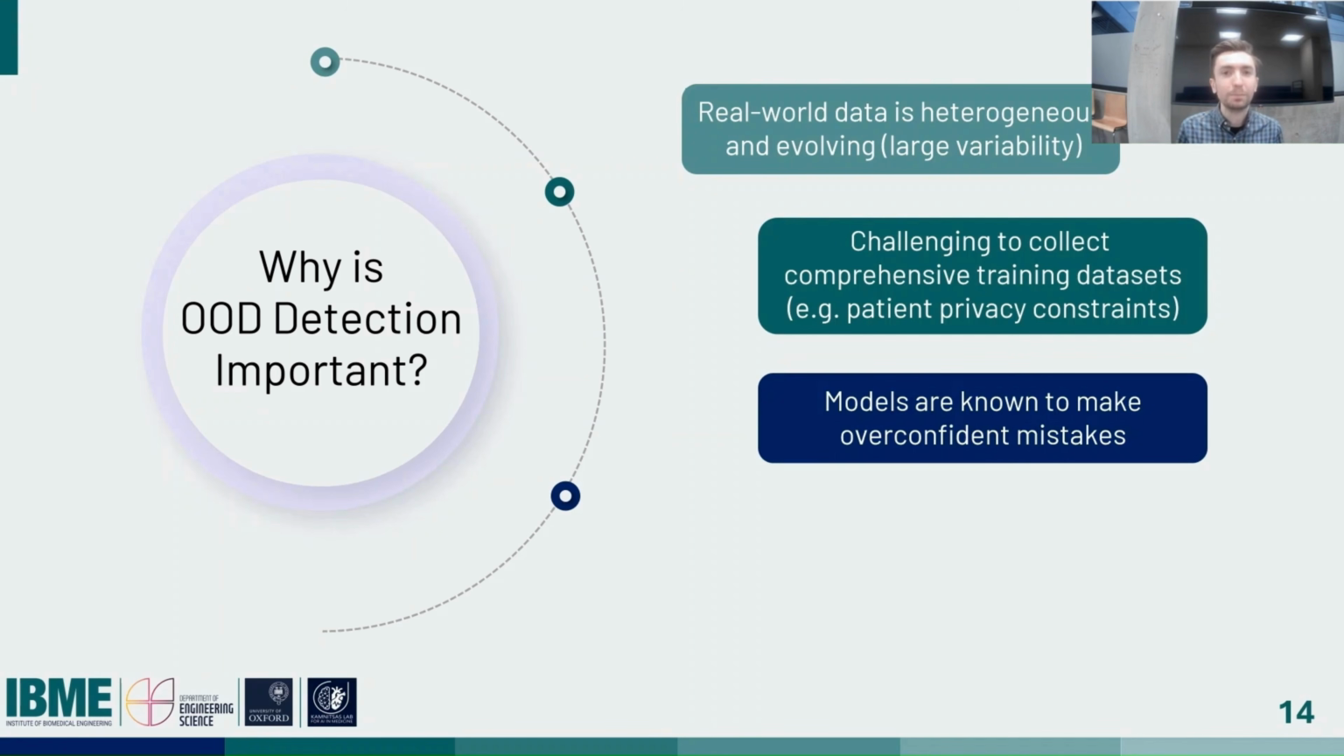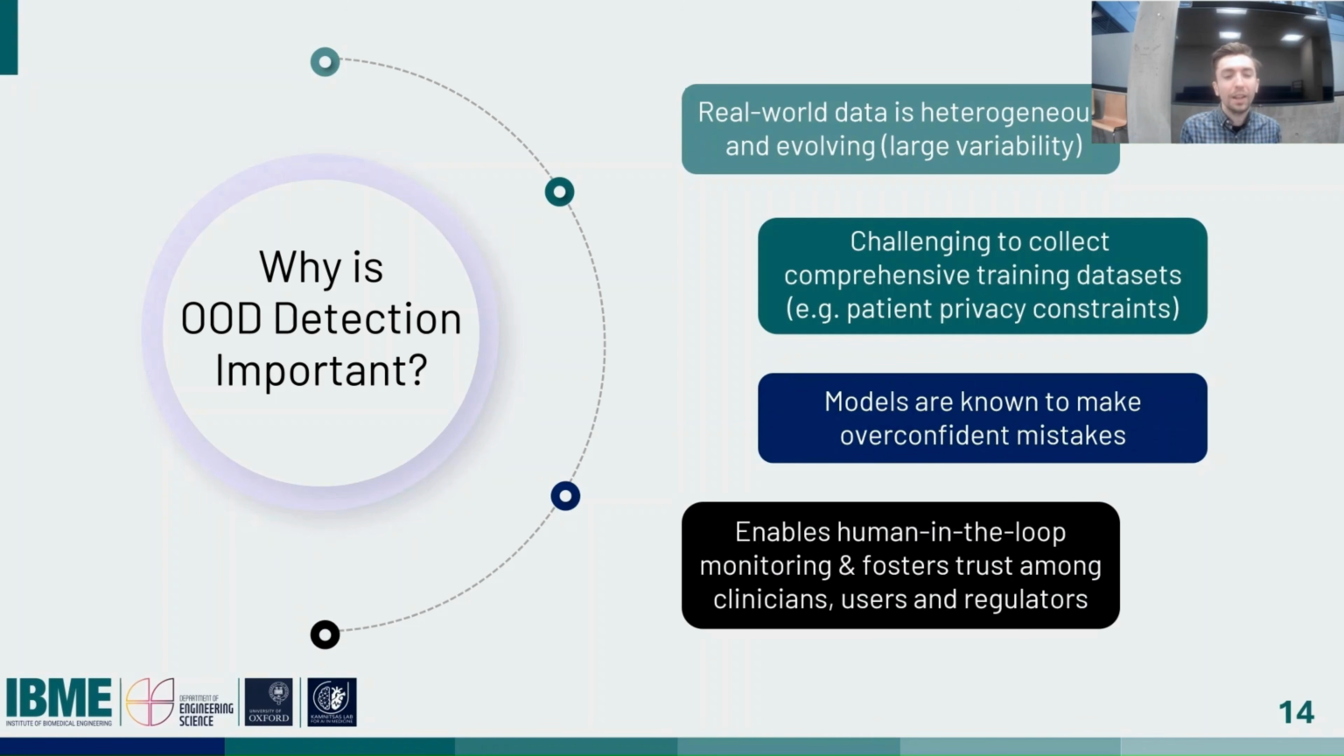This is made even worse by the trend that models often make overconfident mistakes. So the model confidence in its mistake can be high, which can confuse a clinician into whether this is a reliable diagnosis or an unreliable diagnosis. And OOD detection can enable human-in-the-loop monitoring by flagging when an input is unreliable, as well as fostering trust among clinicians, users, and regulators.